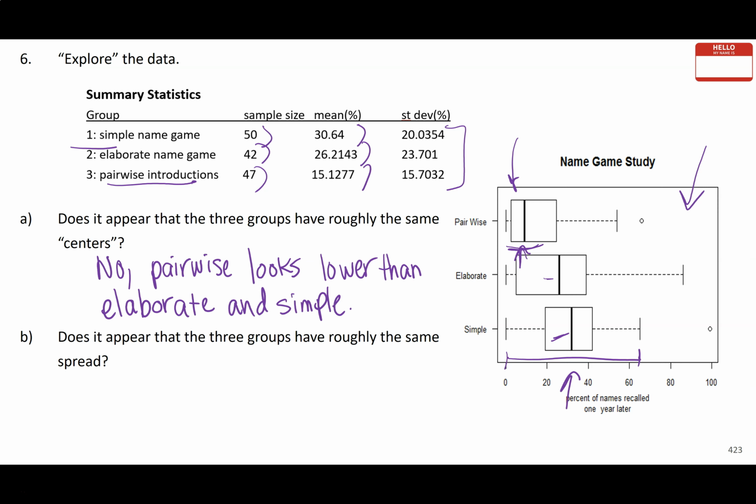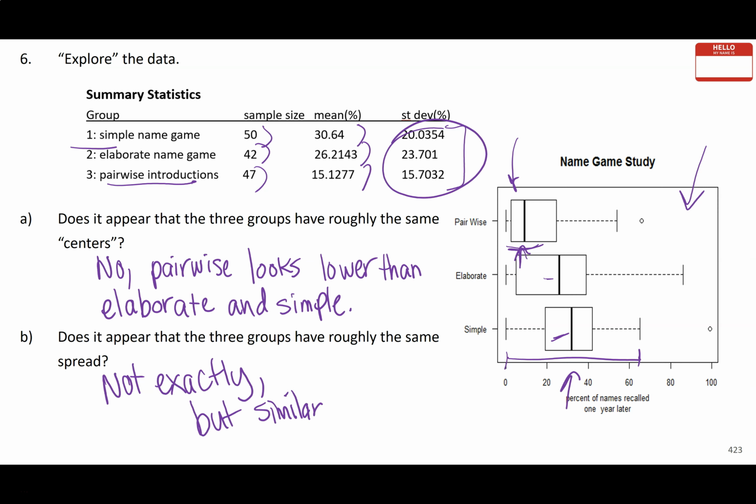Which is interesting. You'd think if you had to introduce somebody, but then again, you'd probably only really remember your partners. Does it appear that the three groups have roughly the same spread? Not exactly, but similar. And we'll go into something more exact. In fact, I pulled these out intentionally. We're going to talk about that.